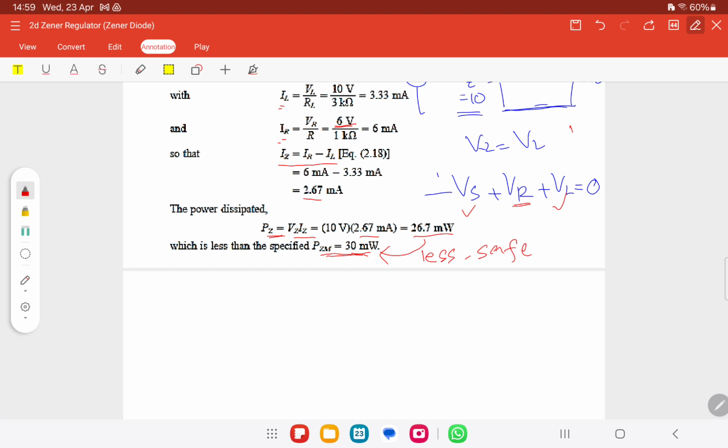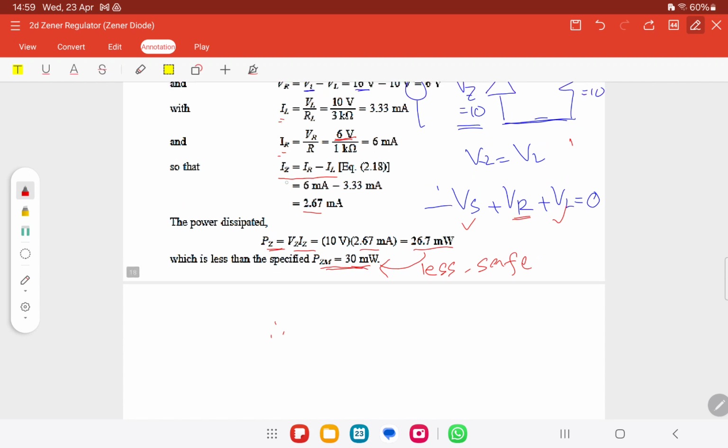It can be PZM, PZ maximum. So if it is more than PZM, it is not safe, and then the diode can be damaged. If the question is like that, normally you have to make a conclusion: the diode is safe to be operated. Okay, that is why this value is important, because we need to determine whether it is less or more than the PZM.